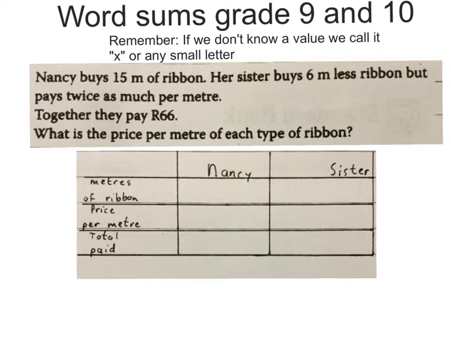Right, so I wrote it out like this. Some people write the Nancy and sister on the sides. I don't, I use this method. Right, the first thing we have to see is that Nancy buys 15 meters of ribbon. So the meters of ribbon that Nancy bought, I can write it in here.